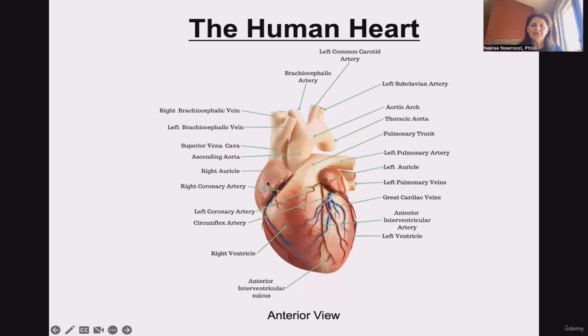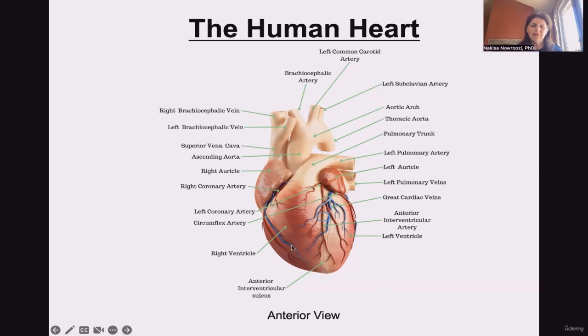When we're looking at it from the frontal view, from the anterior view, we have this groove that is called anterior interventricular sulcus. This is going in the middle of the heart, and it's between the two ventricles, these two chambers of the heart, and it's in the anterior view. So it's called anterior interventricular sulcus.